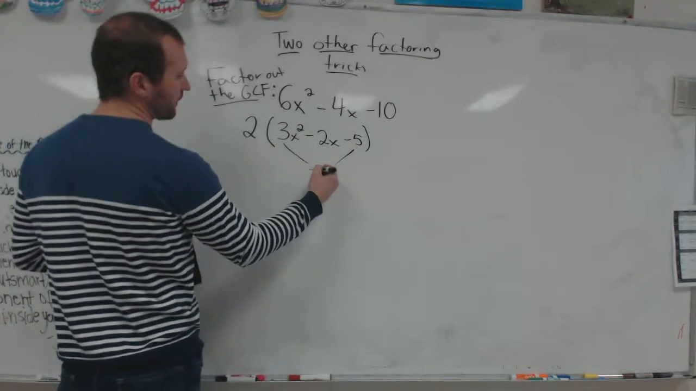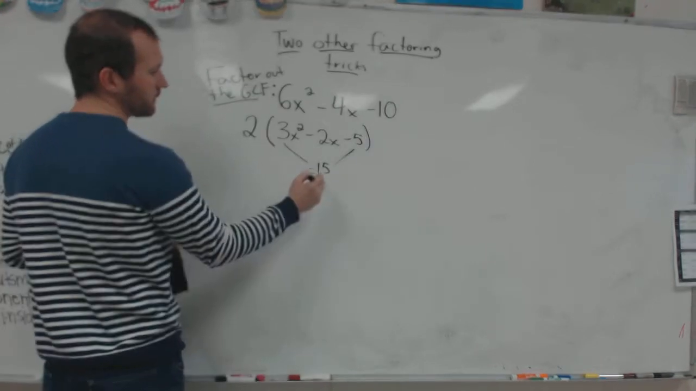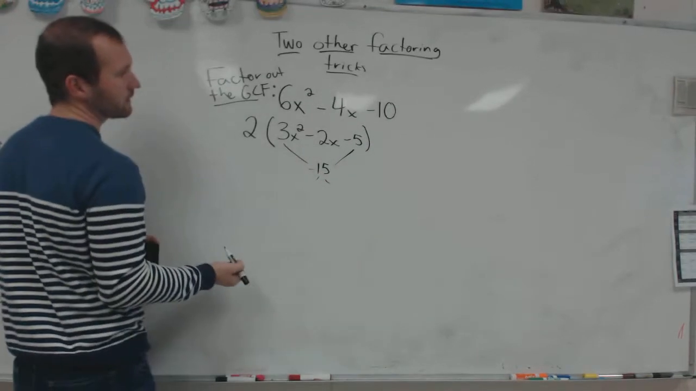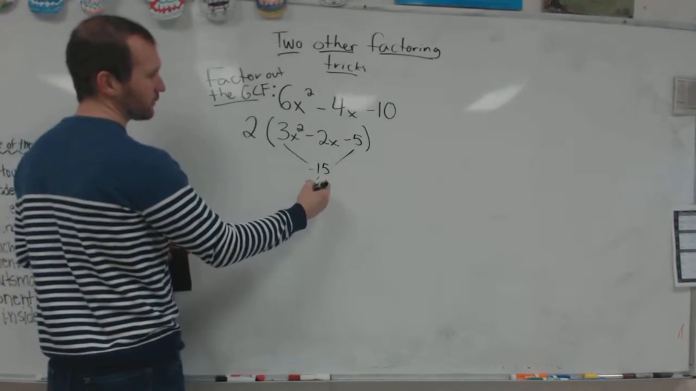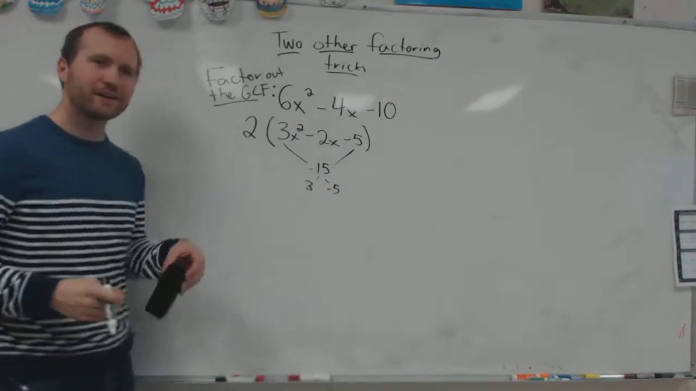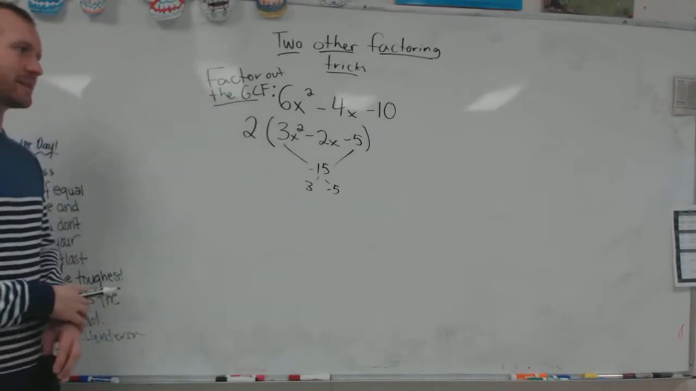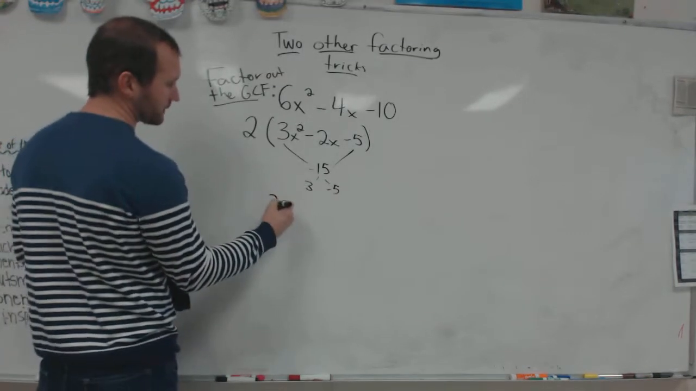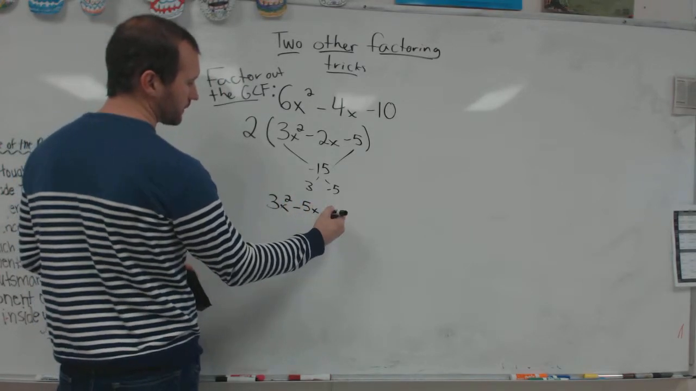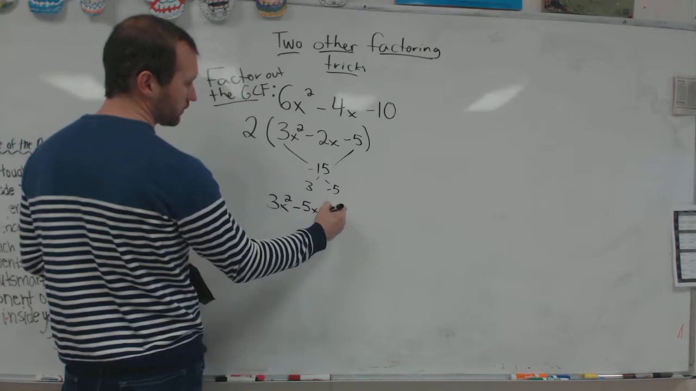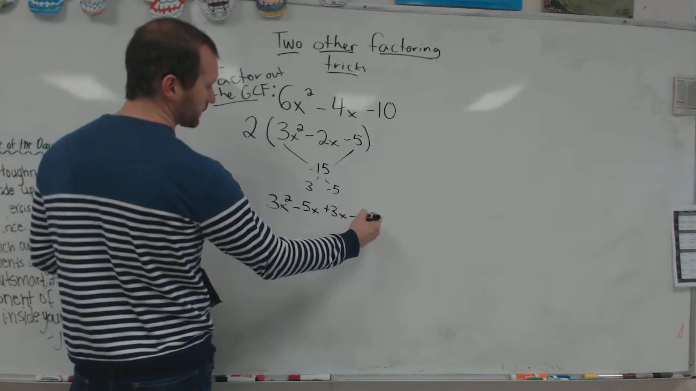3 and negative 5 makes negative 15. Factors of negative 15 that are negative 2 apart. Oh, how about 3 and negative 5, right? So kind of a funny example. Then we'll rewrite it as 3x squared minus 5x plus 3x minus 5.